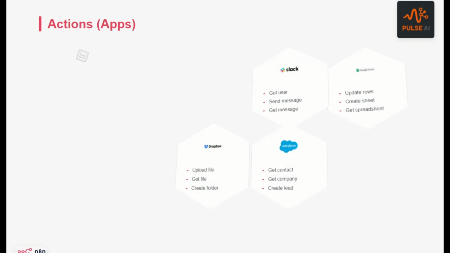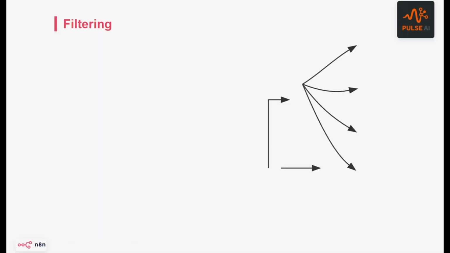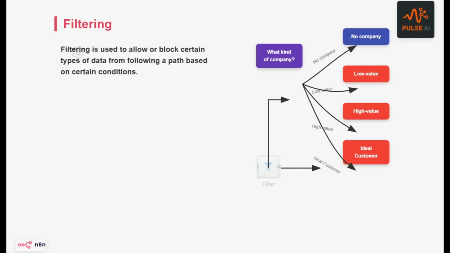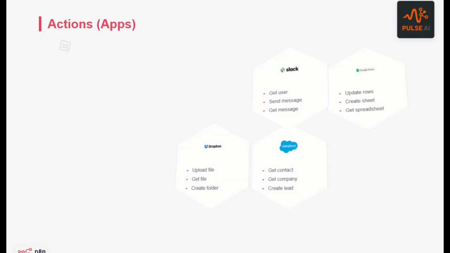So here, for example, we could say if we had no company, then we wouldn't continue the workflow because there is nothing to do if we have no company. Another important thing to understand is actions or apps. Actions allow you to interact with applications on the web.